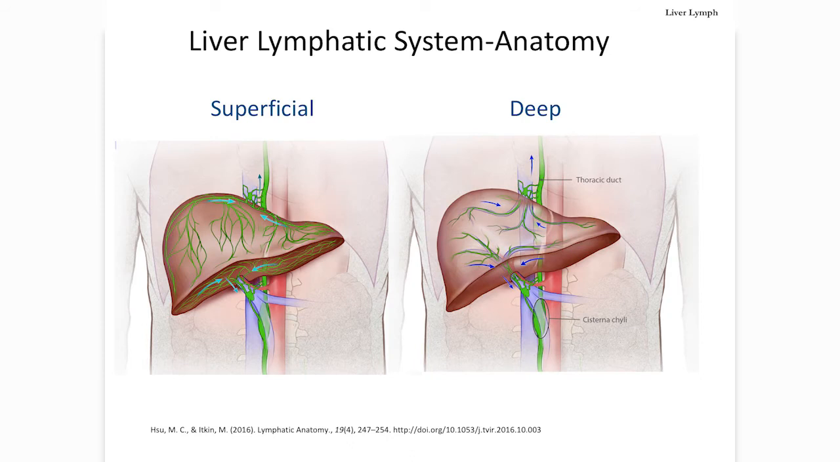So there are two lymphatic systems in the liver: superficial, that goes on the surface and drains the surface of the liver, and deep, that goes along the portal vein. This is actually 80-90% of the fluid.